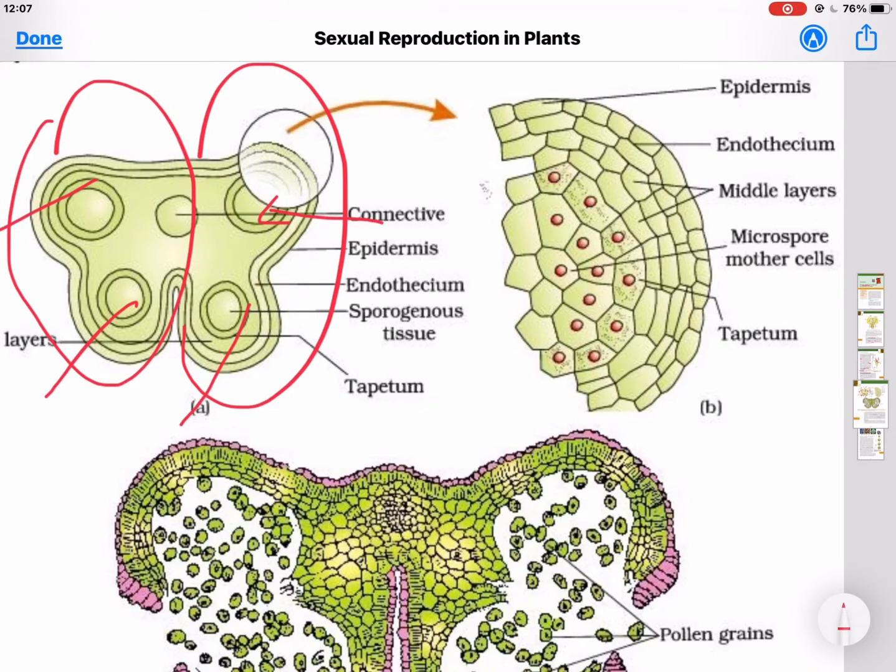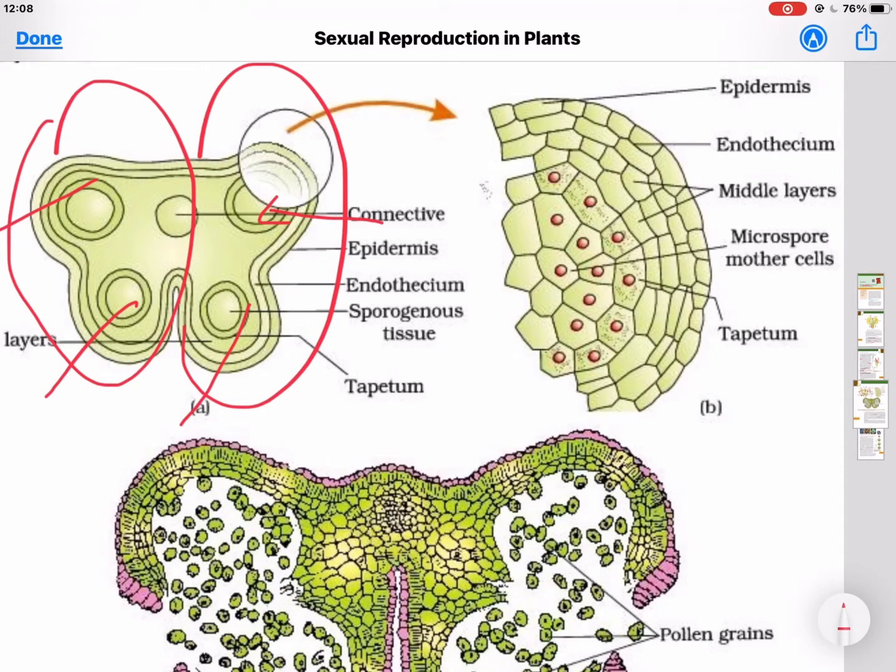Transverse section of a young anther. In that, if you magnify, you can see the 4 layers. It is surrounded by the 4 layers which are shown in B, 2.3b diagram. Enlarged view of one microsporangium showing wall layers.